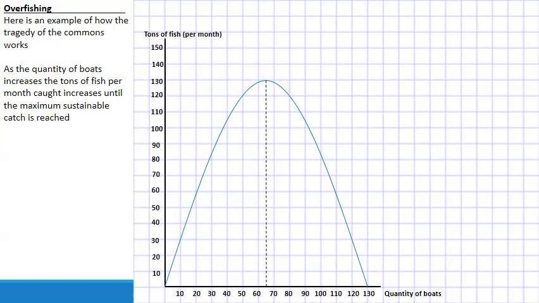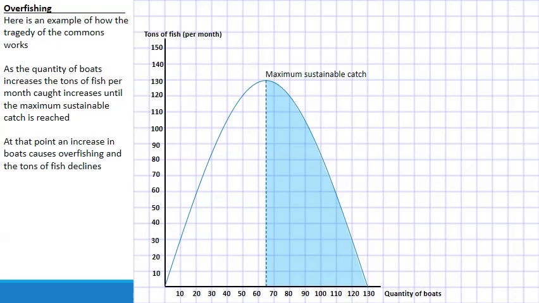So as the quantity of boats increases, the tons of fish per month caught increases until the maximum sustainable catch is reached, which is that dotted line, the absolute top of that curve. At that point, any other new boats cause the tons that are caught to actually go down. You can see here in blue, all of that in blue is negative. That is overfishing. So at that point, an increase in boats causes overfishing and the tons of fish decline. Anything above 65 boats creates overfishing because those fish are not able to spawn and have new fish quickly enough.